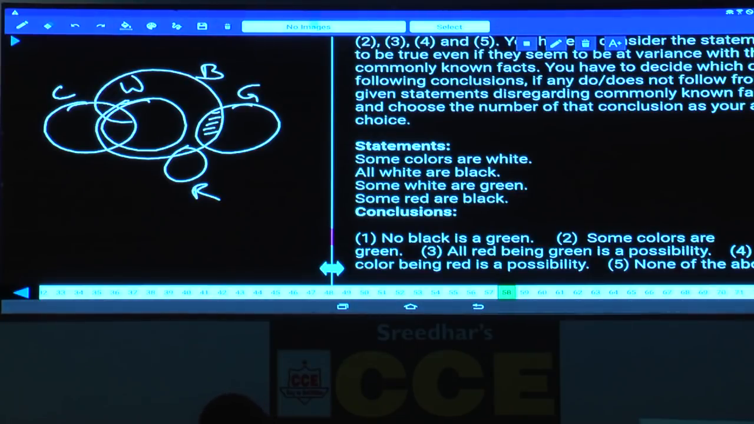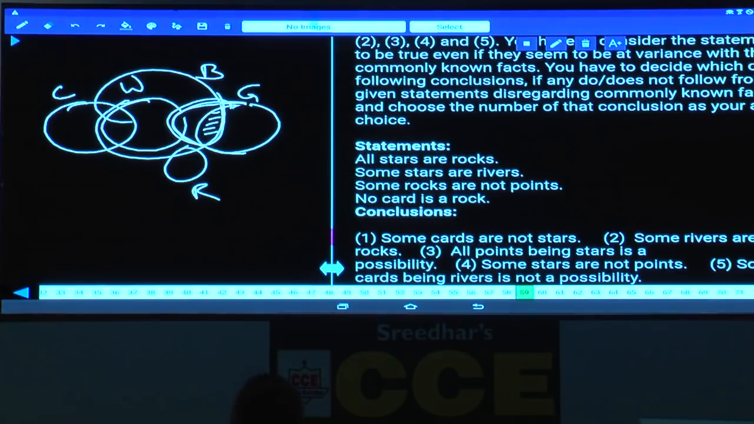Some colors are white and all white are black. Some of the white are green. As some white are green like this, isn't it? As some white are green is true, can no black is a green be true at least once? No, it cannot be true at least once. Why? Because green and white should intersect, and that is possible only through black. Hence, no black is a green cannot be true at least once. Hence, it will be definitely 100% false. And this is about question number 58.